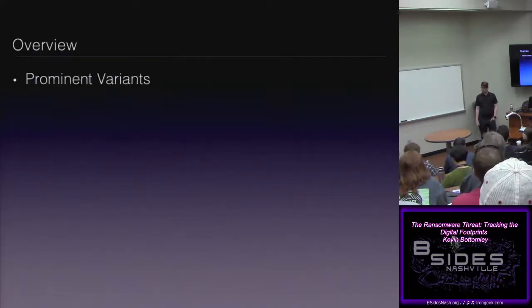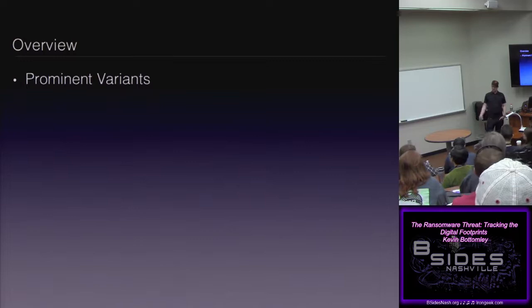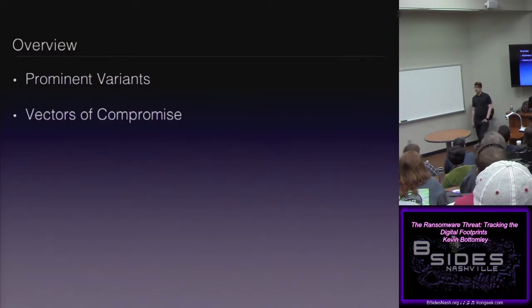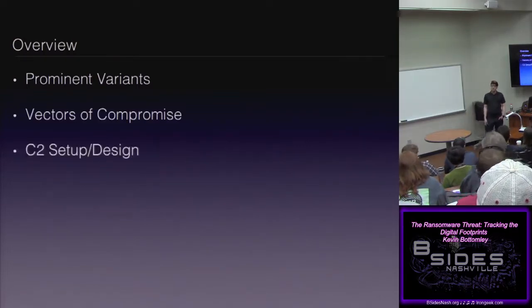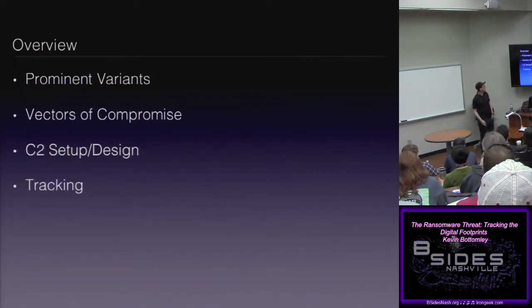So we're basically going to go over some of the more prominent variants of ransomware that we've seen in the last couple of years, some of the vectors of compromise from it, the C2 setup and the design that they use, and kind of what we've done in the past, and a little bit of the current aspect for tracking and knocking these things offline.